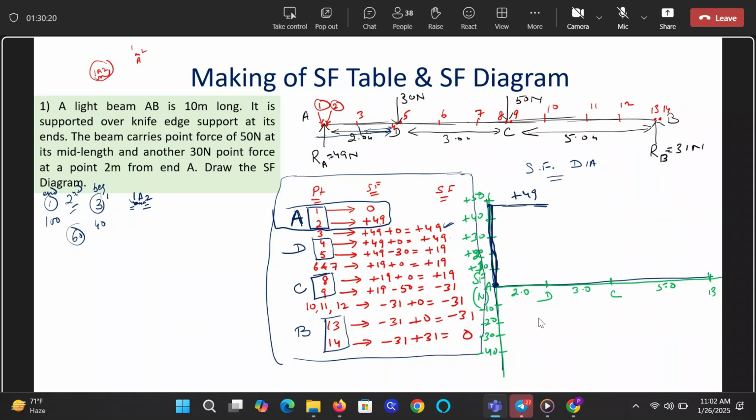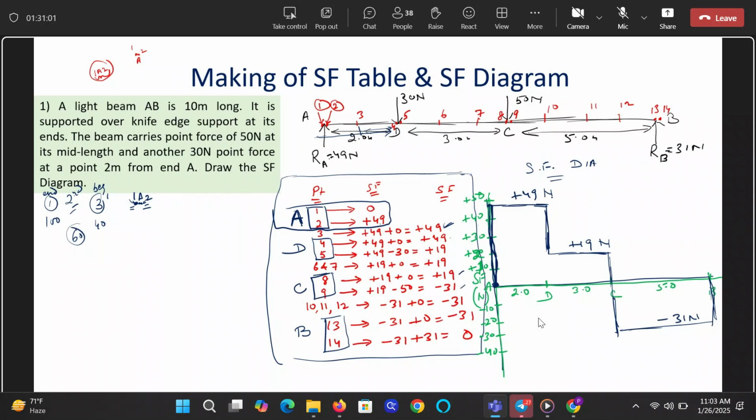And then at D, it changes from plus 49 to plus 19. Plus 19 would be somewhere here. So it changes from plus 49 to plus 19. Correct? Correct, sir. Then it remains plus 19 up to C as per the calculated values. And at C, it changes from plus 19 to minus 31. Minus 31 would be somewhere here. Then it remains minus 31 up to B. And at B, it becomes from minus 31 to 0.